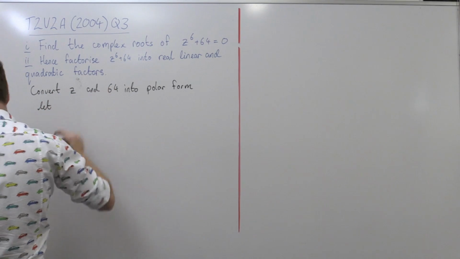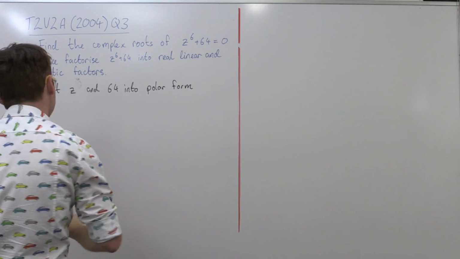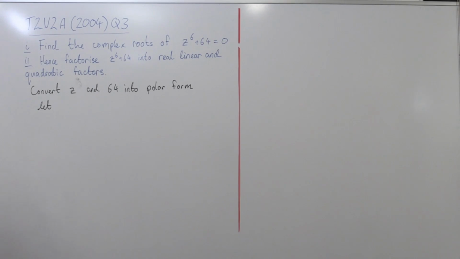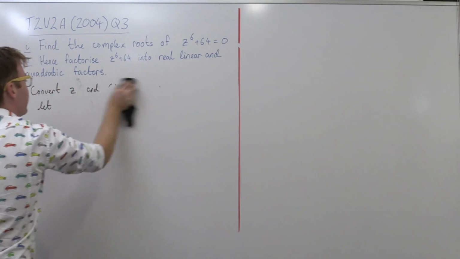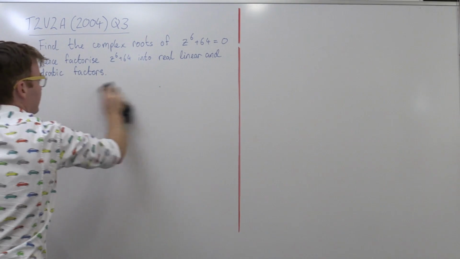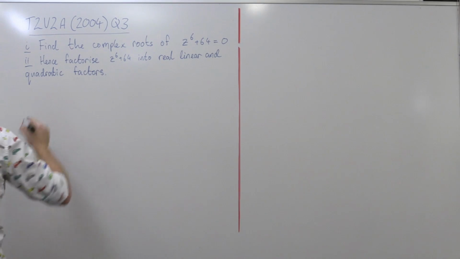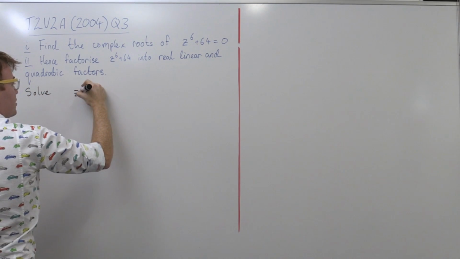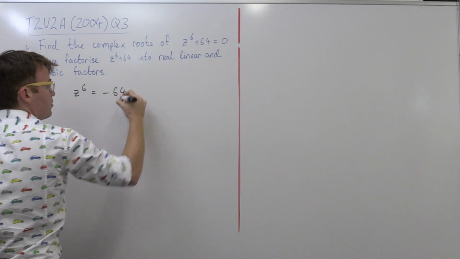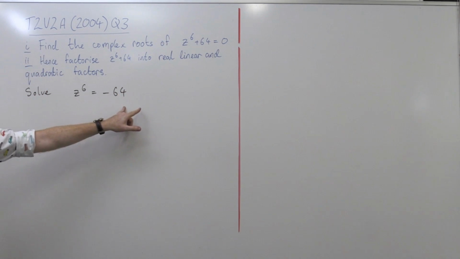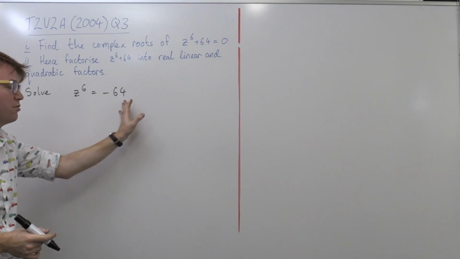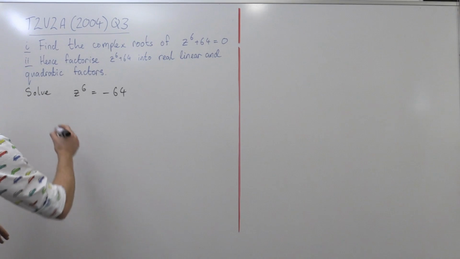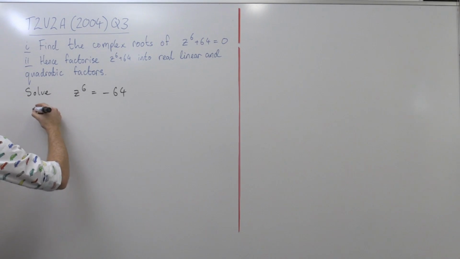Actually it's going to be negative 64. So maybe before we even do that, z to the 6 is equal to negative 64. There we go. That's a more familiar form for this kind of question. This kind of roots of unity question. Now we'll let everything be in polar form.